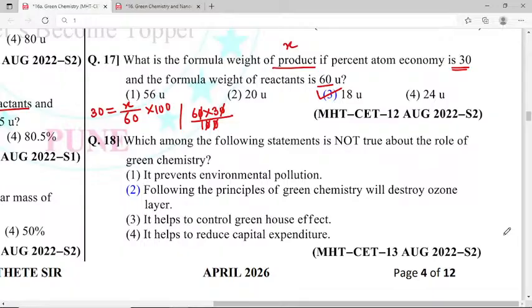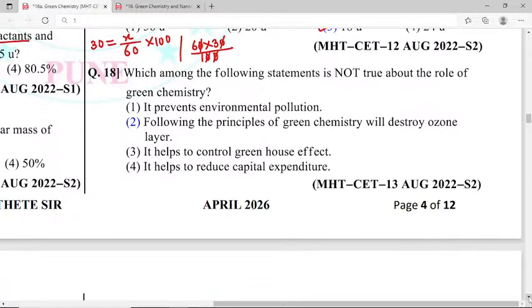Okay, get it everyone? Which among the following statements is not true about the role of green chemistry? Not true about the role of green chemistry. It prevents environmental pollution. Yes, it is true. Following the principle of green chemistry will destroy the ozone layer. No, it is not correct.